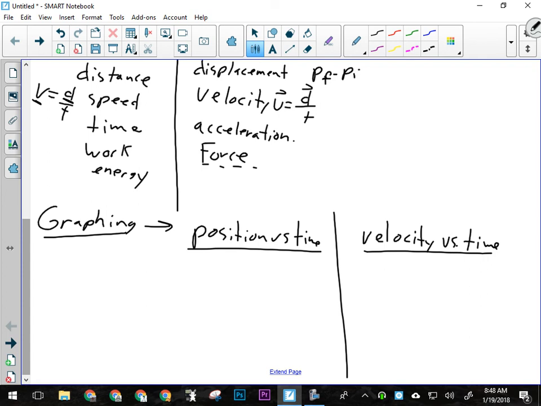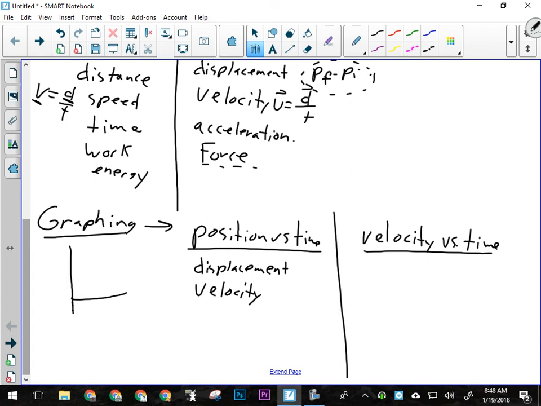On a position versus time graph, remember that the things we can get from it are displacement. We can find displacement because displacement is final position minus initial position, and a position versus time graph shows us position. So you can get displacement from that and you can get velocity from that. You can get velocity in two ways from a position versus time graph.